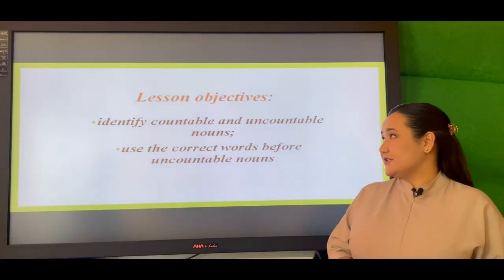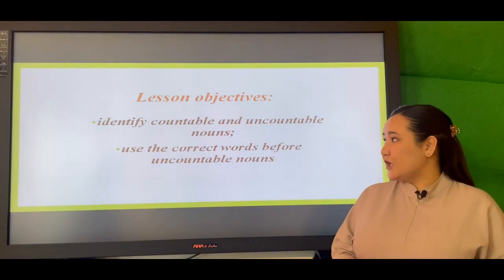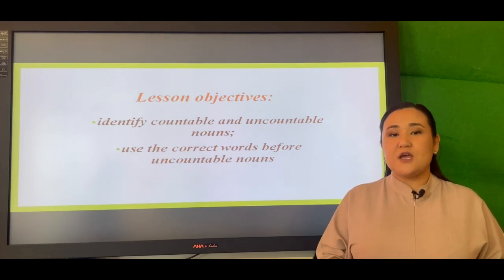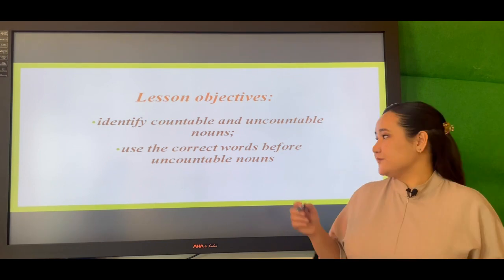Today's lesson objectives. Identify countable and uncountable nouns. Use the correct words before uncountable nouns. So, what are countable and uncountable nouns?